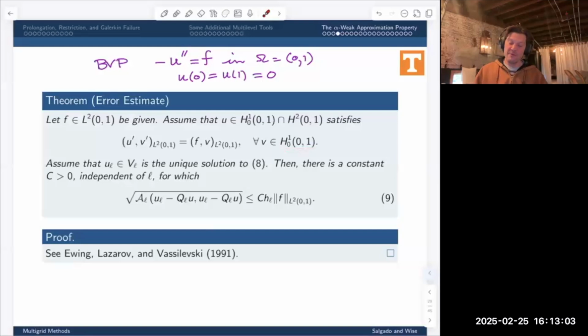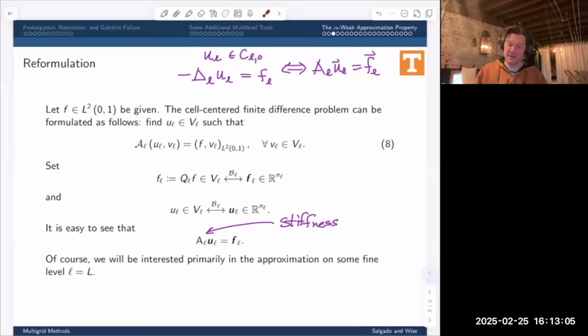Now, for our variational problem over here, it's not like the finite element setting, because V_L is not a subspace of H01. V_L is not a vector subspace of H01. It's just not. So how do you derive error estimates in this case? You can't use Céa's lemma or anything like that. You can't use the standard finite element setting. You've got to use some new and additional machinery.